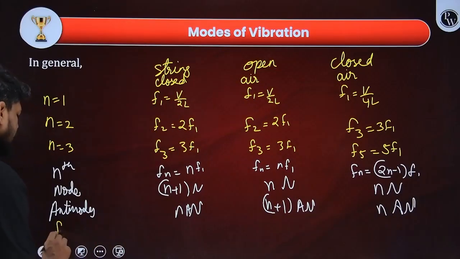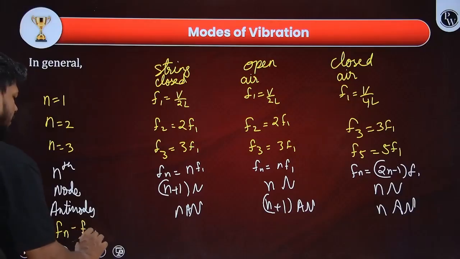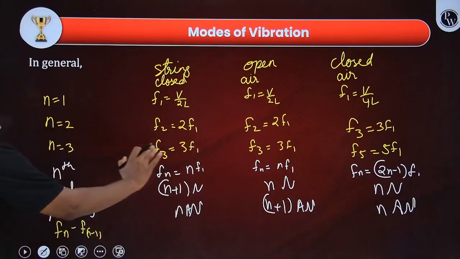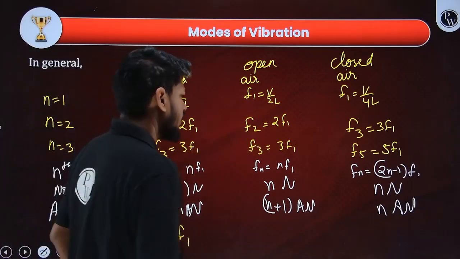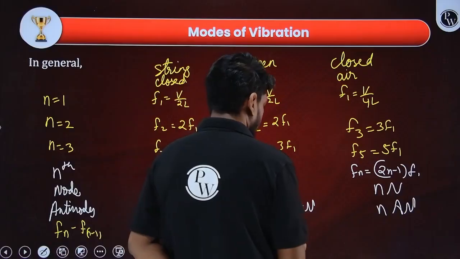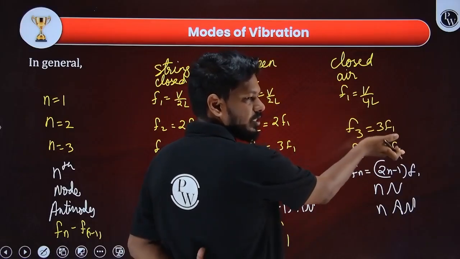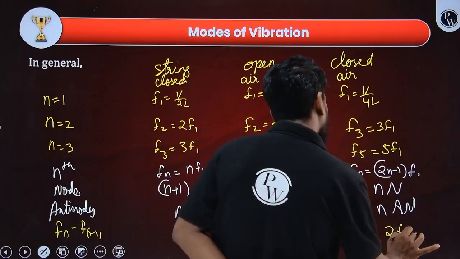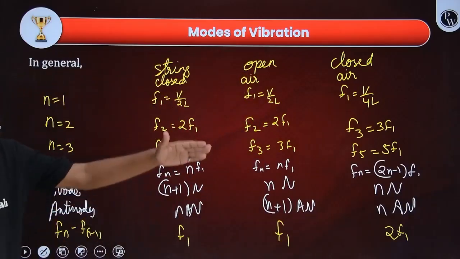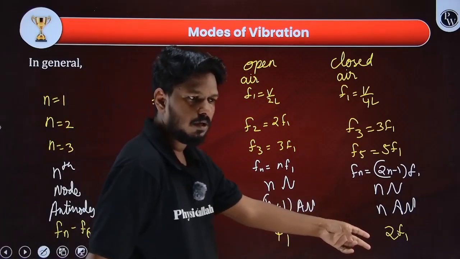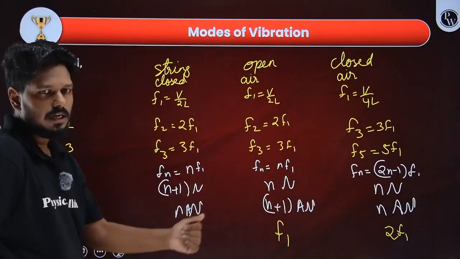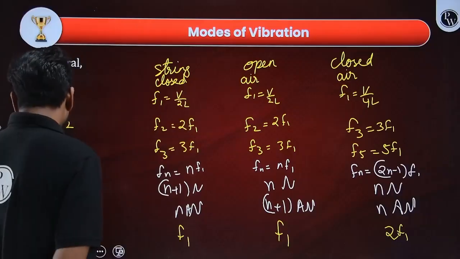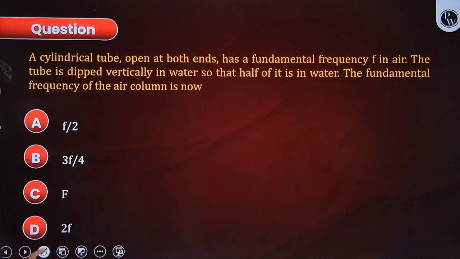If I find the difference between two consecutive frequencies, Fn minus Fn minus 1, what will I get, sir? Fundamental frequency, F1. So if they are asking about a closed pipe, and the difference between two consecutive frequencies is given, then it should be 2F1. So from that, if they ask fundamental, 2F1 is equal to some value. So find F1. Now let us quickly solve few questions based on this.